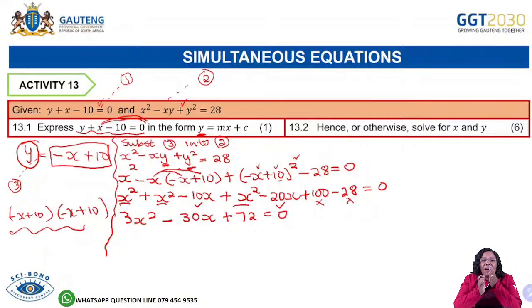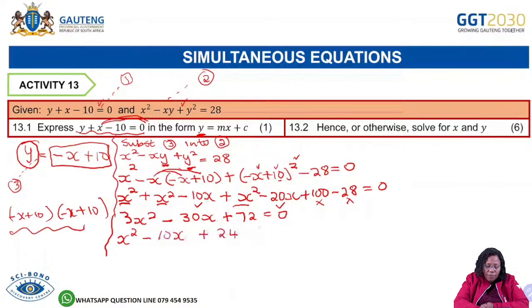Or you can simplify, for those who are comfortable with factorizing using the short method. They can divide by 3 to make their equation easier. Divide by 3, first term you'll be left with 1x squared, minus 30 divided by 3, minus 10x. 72 divided by 3, that is plus 24, equals 0. And then we are looking for factors of 24 that, when you add them, give you 10. That will be 6 times 4.